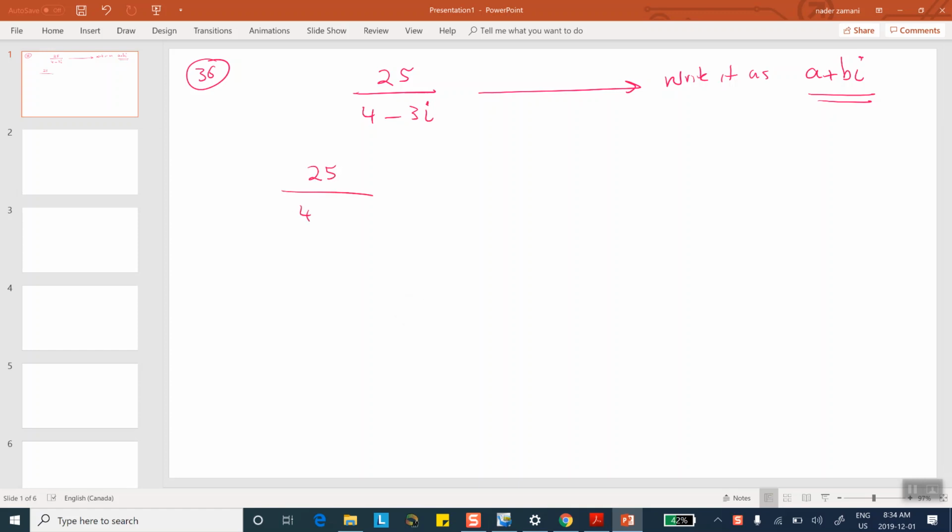And what that means is like this. You multiply by 4 plus 3i and divide by 4 plus 3i. Notice that this is a 1, so it doesn't do anything. But the reason we do it is that this denominator becomes 4 squared plus 3 squared. I'm sorry, 4 squared minus, no, plus, yeah, plus 3 squared. That's correct. Good. And on the top, you have 25 times 4 plus 3i.